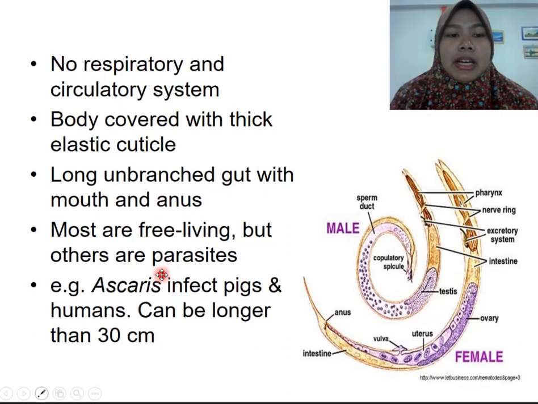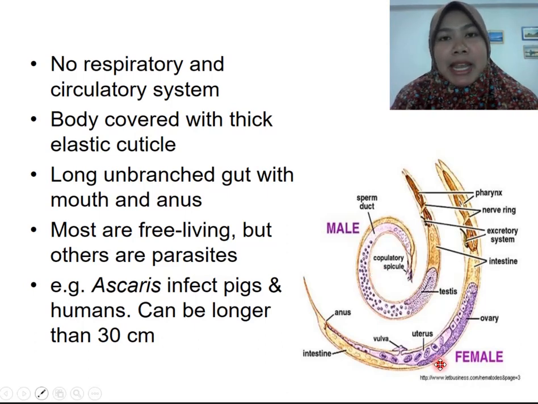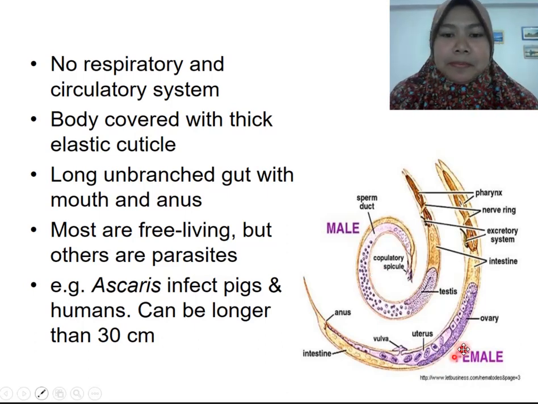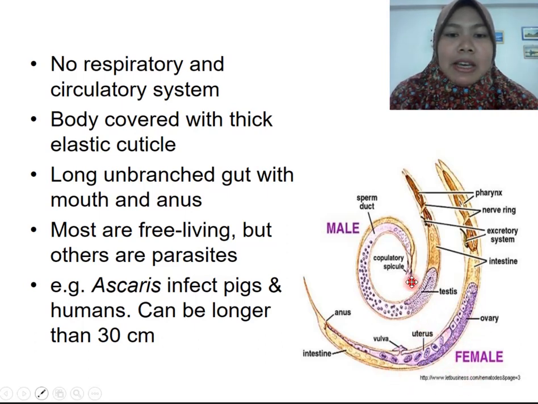An example of a nematode or roundworm is the Ascaris species that infect pigs and also humans, and they might be longer than 30 meters long. You can see this is a female roundworm, and this is a male roundworm. They are not hermaphrodite, meaning that they have male and female. The female has ovary and uterus, and the male has the testis and also the sperm duct.